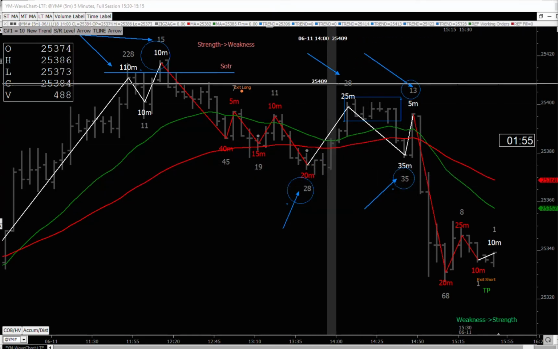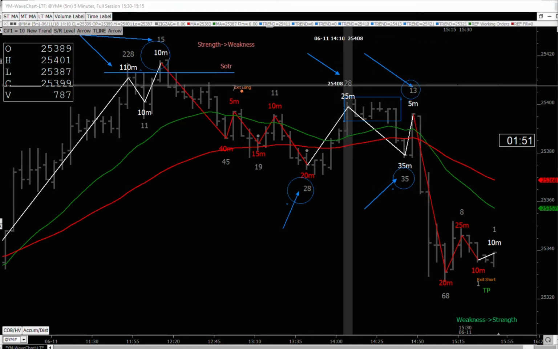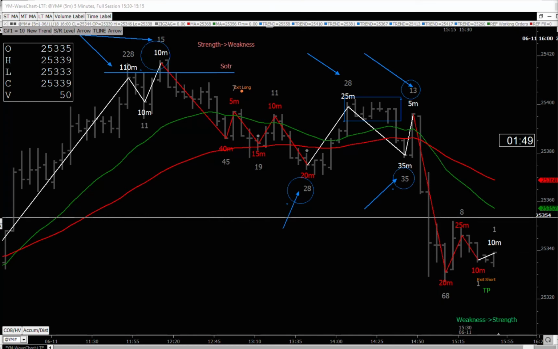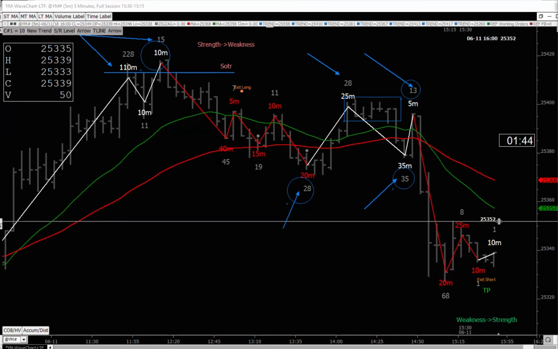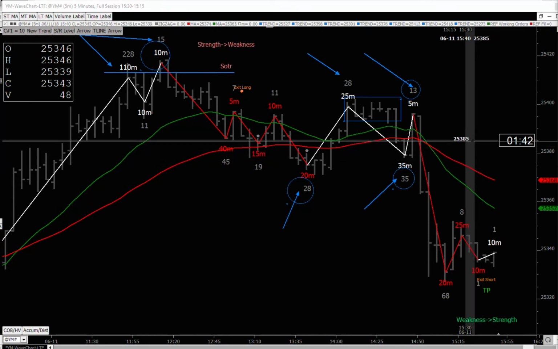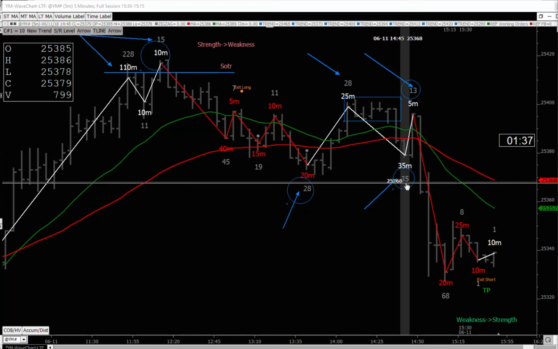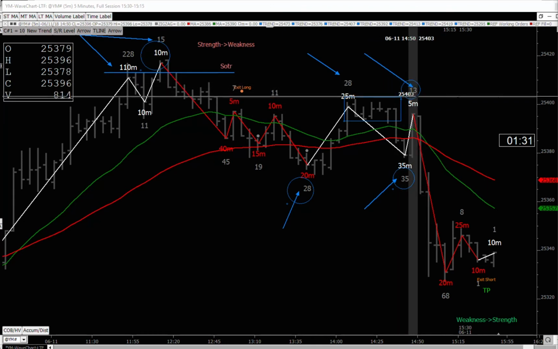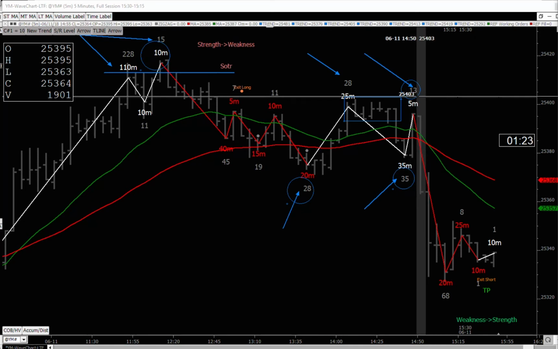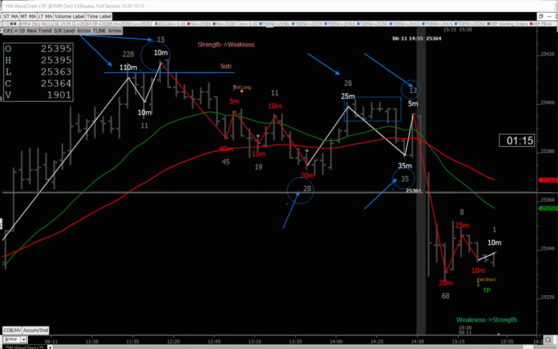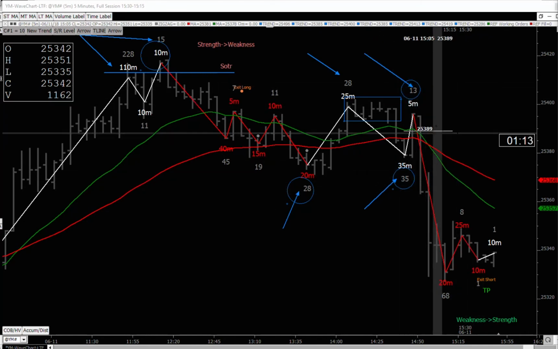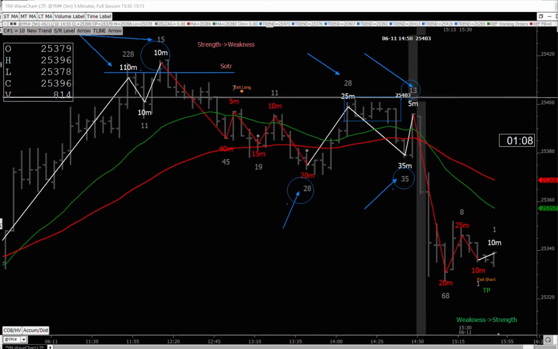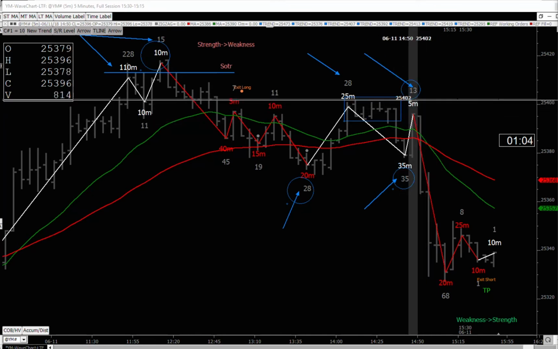All of these indications here are relevant to the tape reader because they are clearly stating that the sellers, or the bears, or supply is stronger than demand. And this was really the nail in the coffin, the 13 over here, which basically said that there's no volume up here, and that the rally is weak.